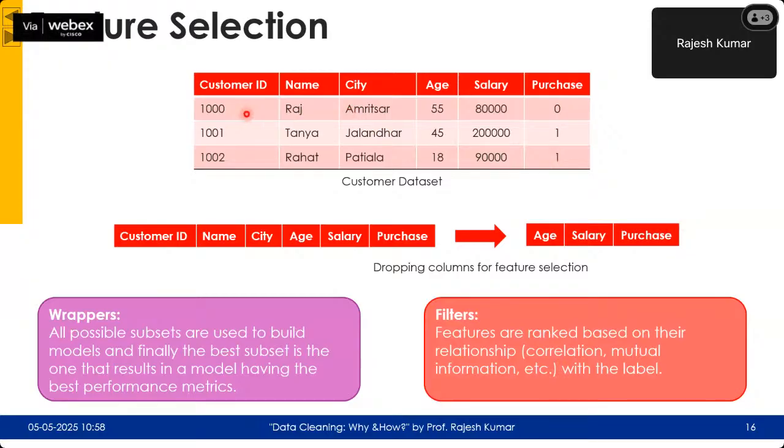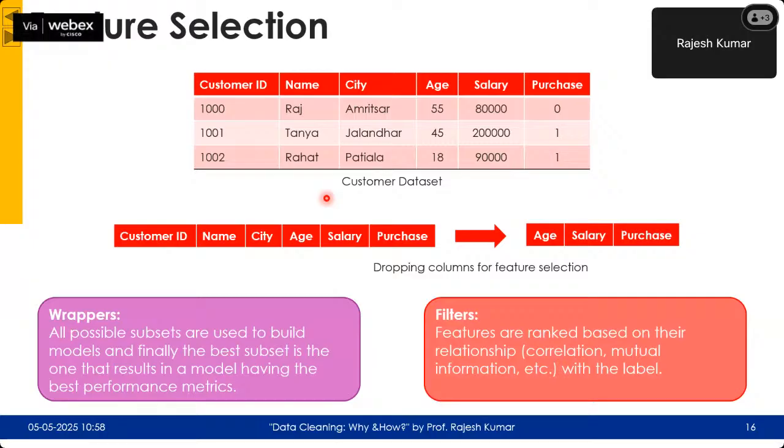One way, we make subsets. Say we decide initially that out of this we want only 3 features. So we make different combinations. One combination: customer ID, name, city. Then another: customer ID, city and age. Then another: customer ID, age and salary. Then name, city, age; name, age, salary; city, age, salary, and likewise. Then we develop the models and choose which one is the best. This approach is moving towards a wrapper.